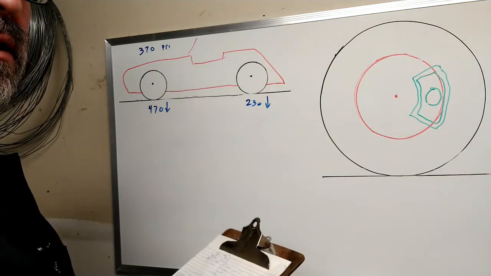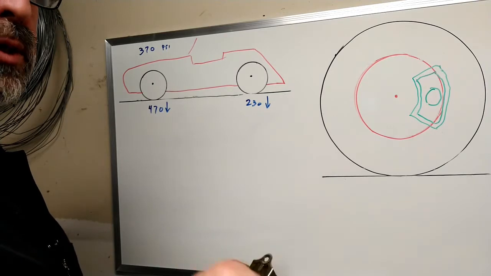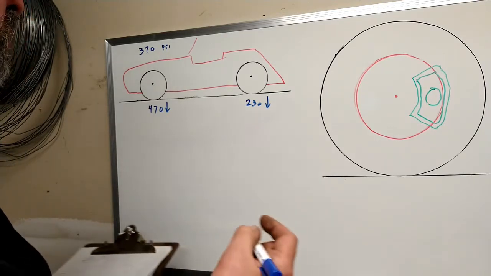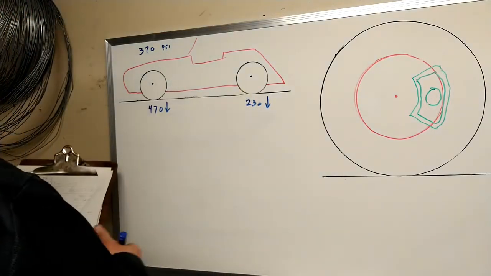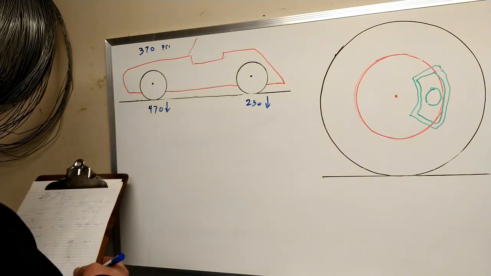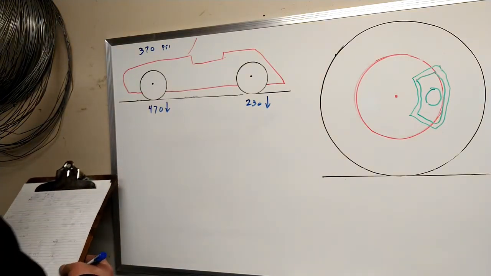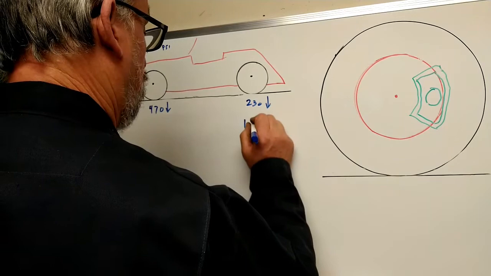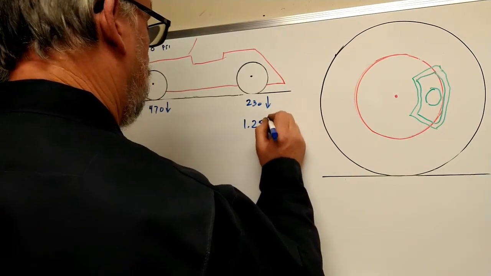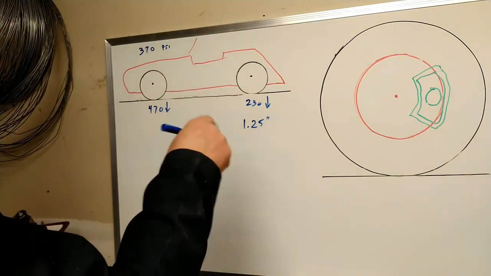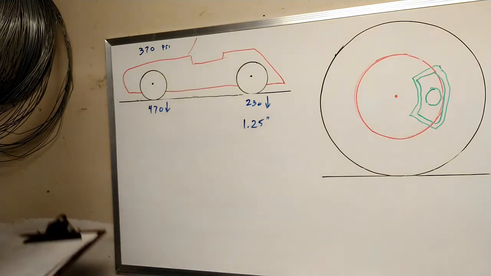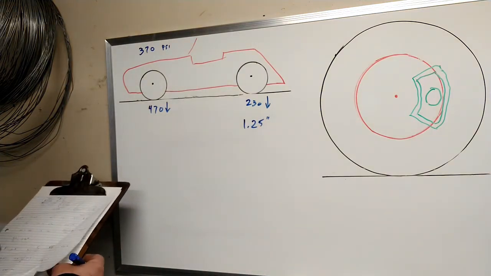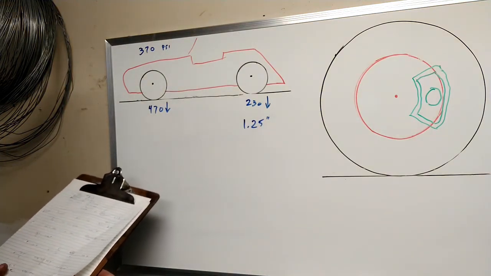The Mazda put quite a bit smaller pistons in it because you don't need as much braking force in the back. So these pistons are 1.25 inches. Those are the only 2 numbers that are different. All the rest of the calculations are exactly the same.